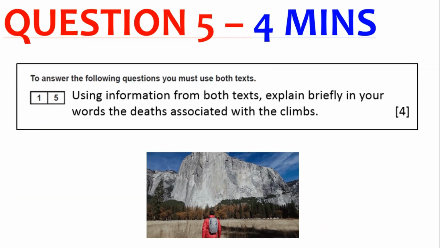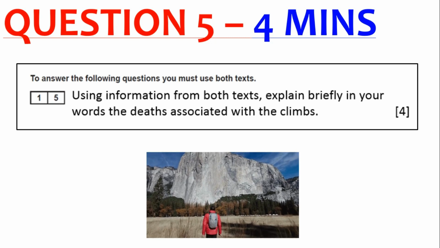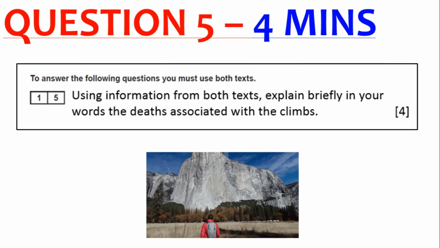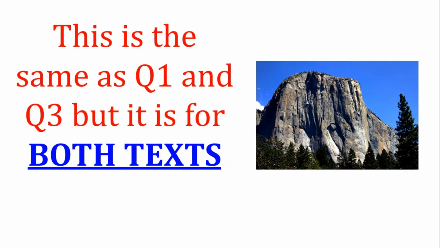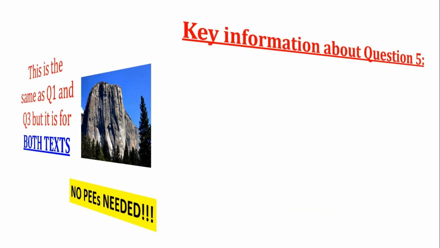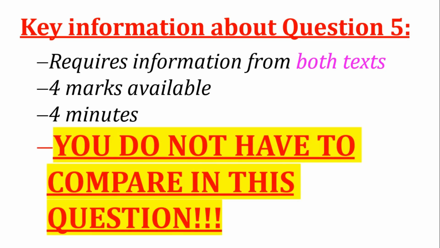Okay, question 5. This is the first question when we look at two texts. However, we're not comparing, but it's worth 4 marks. Remember, if it's a low mark question, that means we're just finding information in the text. So this is the same as question 1 and 3, but it's for both texts, like I just said. No PEs needed. Remember, you only need PEs on the 10 mark questions. So key info about question 5, it's for both texts. There's 4 marks available. It's 4 or 5 minutes.